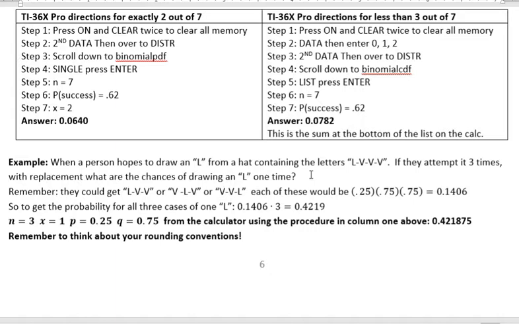So the 3 times means that when you get 1 L, it could be that you draw an L and then V, V. Or you could draw a V, L, V. Or you could draw 2 V's and then an L. All of those are possible outcomes.